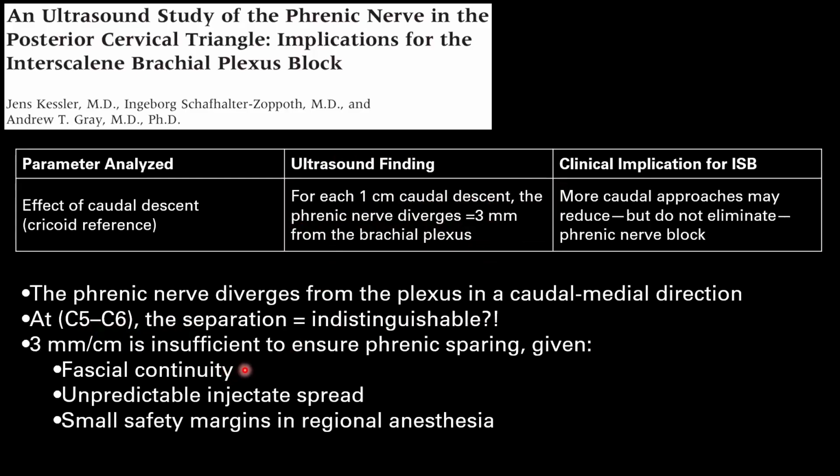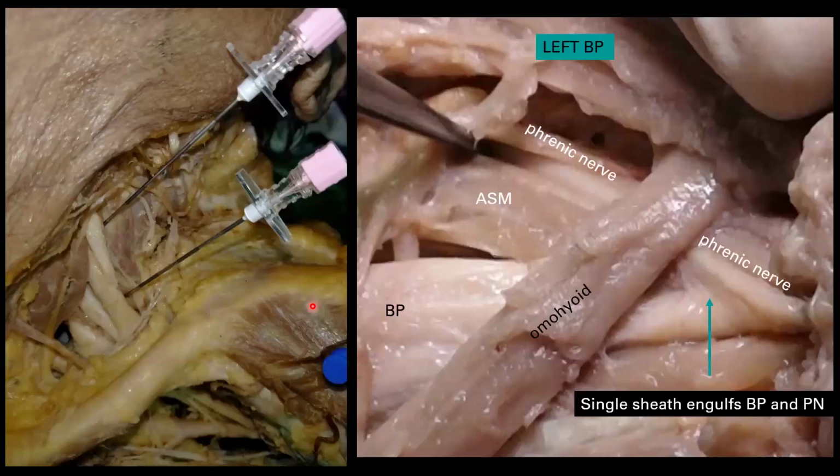Now we have seen that there is a fascial continuity. We will see that the spread can be unpredictable, and the neck has very small safety margins, particularly in interscalene block. So if you look at this picture, this is a different cadaver, and what we found here was that they are almost in the same sheath. A single sheath engulfs the brachial plexus and the phrenic nerve.